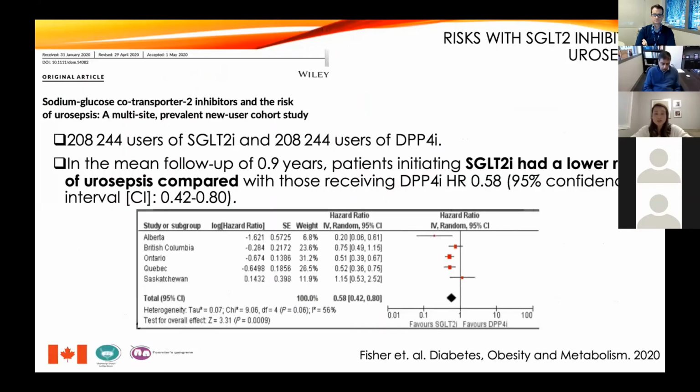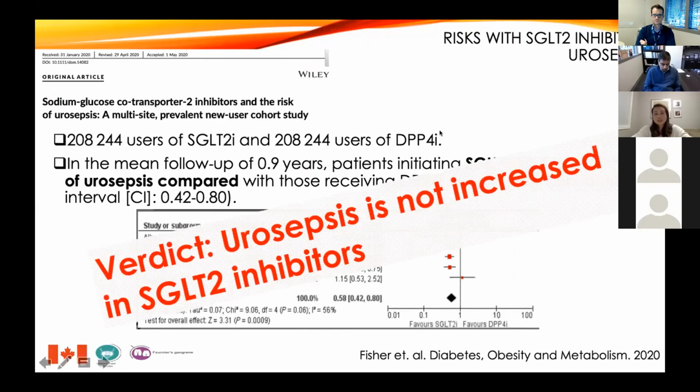Now, how about a severe form of UTI, which is urosepsis? So this study looked into, again, 208,000 users of SGLT2 inhibitors and compared them with 208,000 users of dipeptidyl peptidase 4 inhibitors. And the mean follow-up is about a year in patients. And what they found was that patients initiating SGLT2 inhibitors had a lower rate of urosepsis compared to those receiving dipeptidyl peptidase 4 inhibitors. So the verdict is urosepsis is not increased in SGLT2 inhibitors.